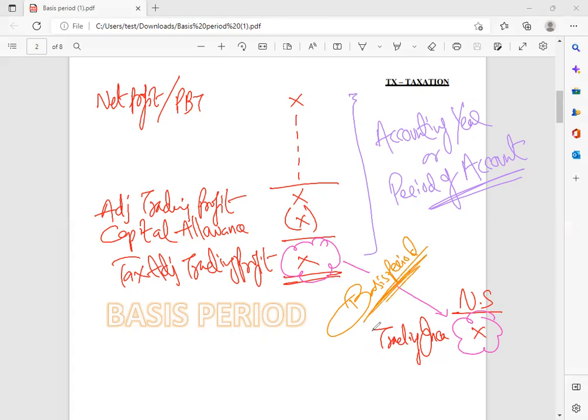Basis period are a set of rules to convert accounting year tax adjusted trading profit into tax year based trading income, which we can add in our known savings, and then we can apply 20, 40 or 45% tax on it. So this is our format. And what is basis period? Just now I explained that basis period are the set of rules which we apply to convert accounting year tax adjusted trading profit into tax year based trading income, which will be part of known savings. Got my point?